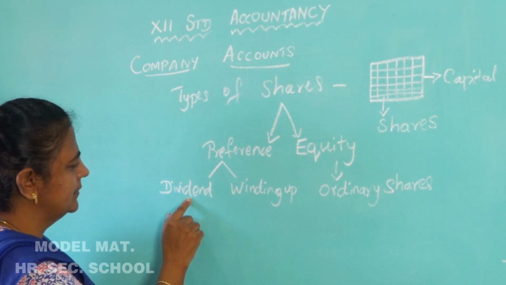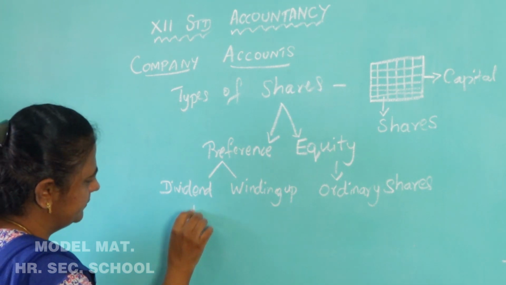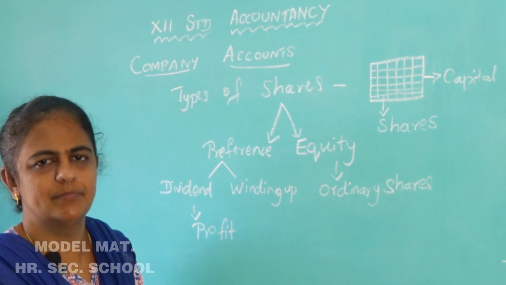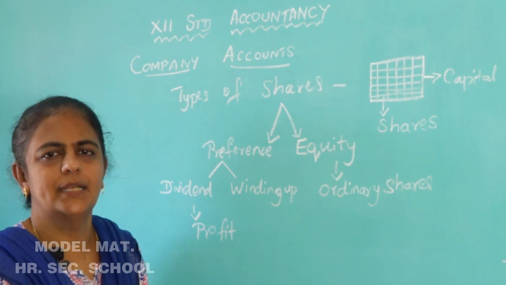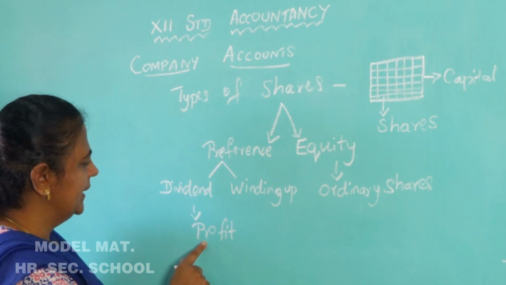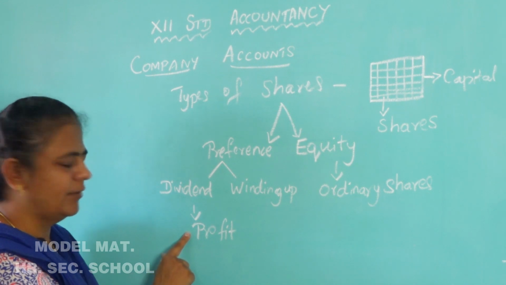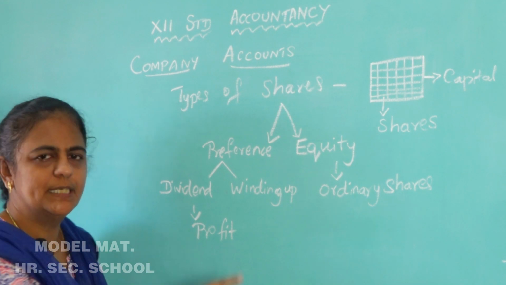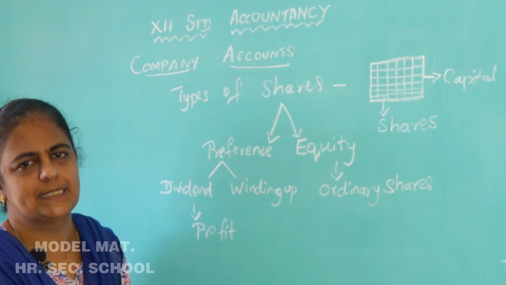What is dividend? The total profit of the company. The total profit of the company is divided and given to each shareholder according to the number of shares they have purchased. That is why it is called dividend. Dividend is otherwise the profit of the company. That profit is divided and given to all the shareholders according to the number of shares they have purchased.